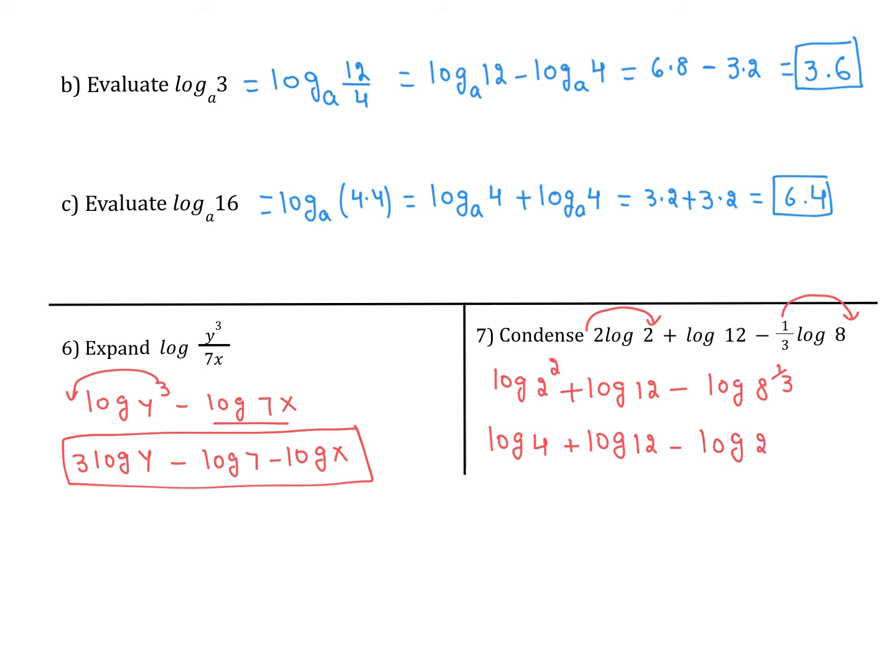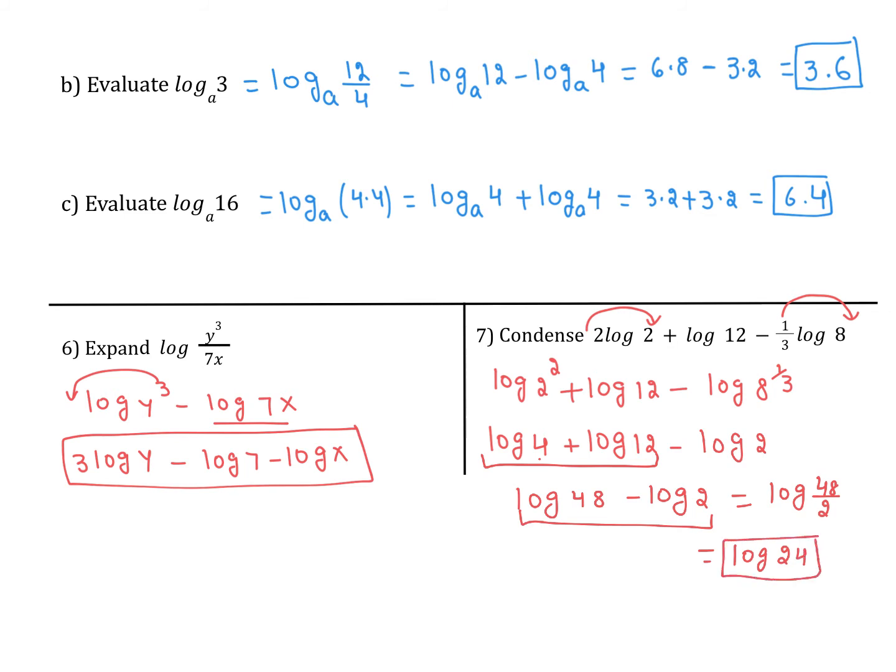You're going to apply the product property here. So log of 12 times 4, which is log 48. And here you're going to apply the quotient property. So log of 48 divided by 2. And you're going to get here log 24.